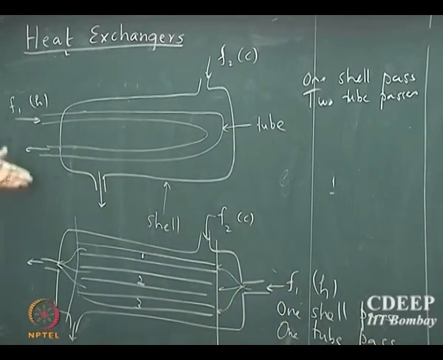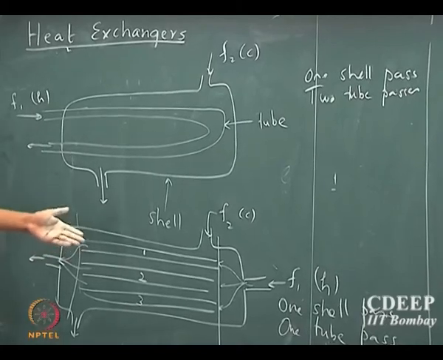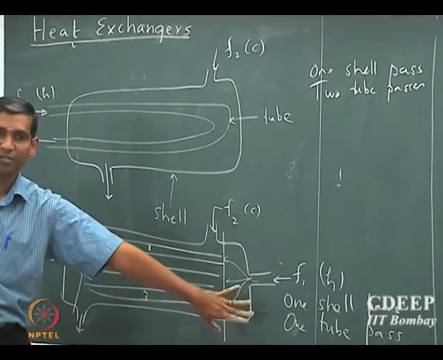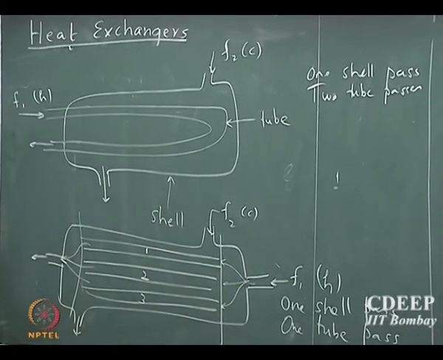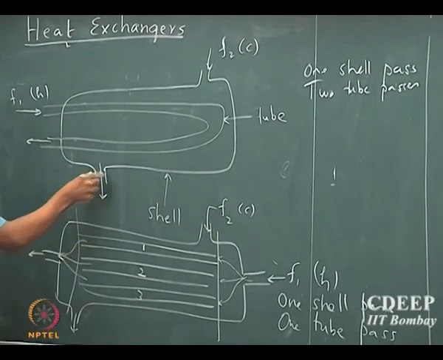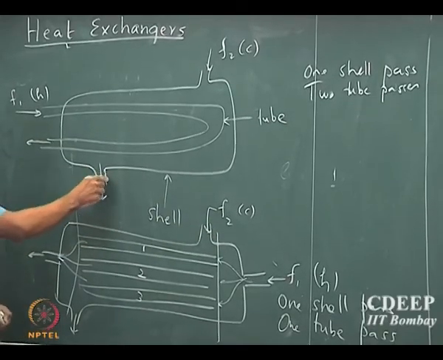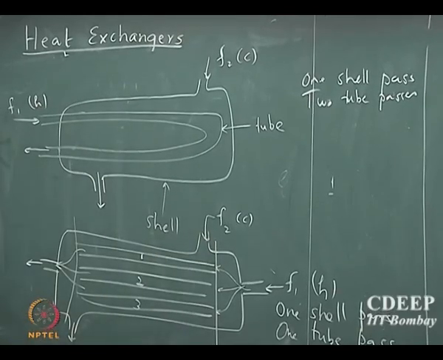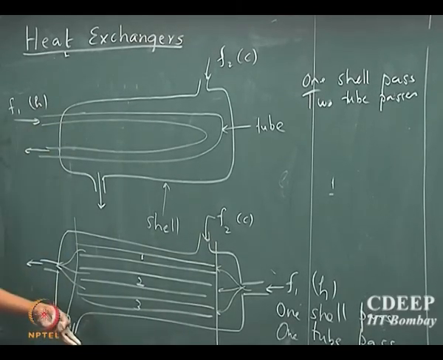So simply based on these two examples, and in fact you can have multiple shell passes, you can have multiple tube passes. So multiple shell pass would be that I could join these two shells together, where the outlet fluid of F2 goes as an inlet stream to the second shell. So now I have two shells and several tube passes. Okay. So I can always do that.